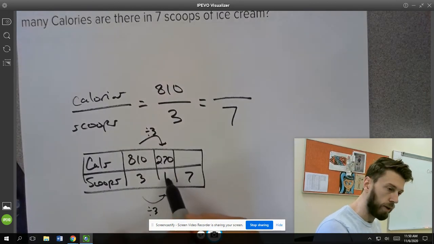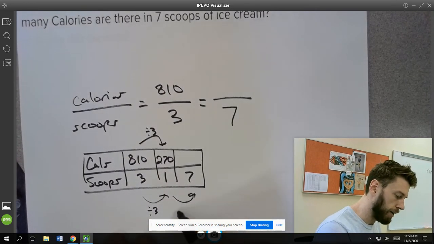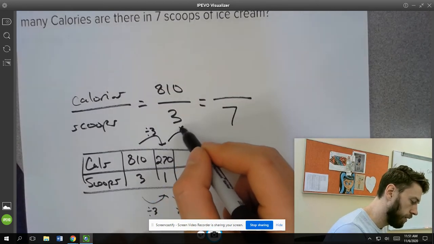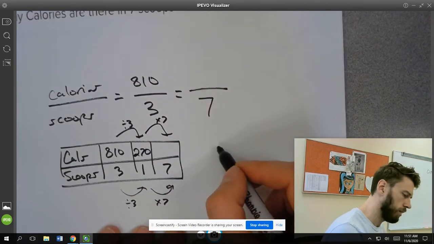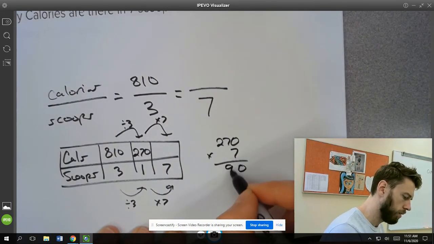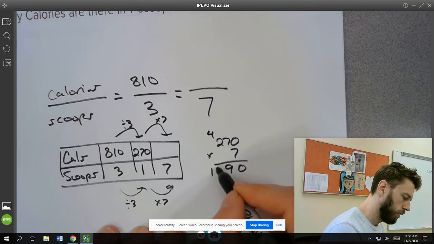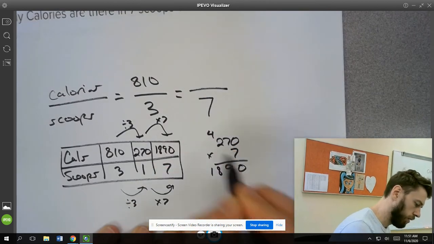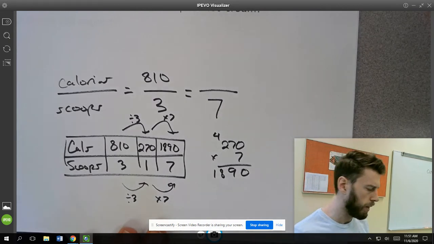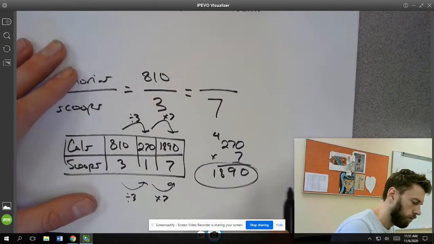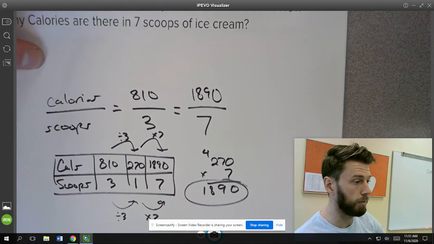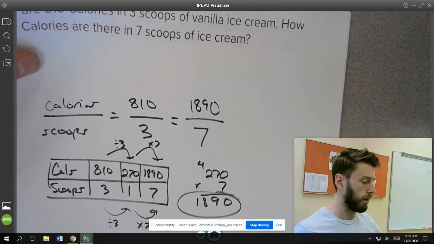Now that I've got this ratio reduced down to a unit rate, I can then multiply it by 7 to figure out how many calories are in 7 scoops. And 270 times 7, 1,890 calories. Is that correct? I believe so. 1,890 calories would be our missing number here. That's a lot of calories in ice cream. So your answer would be 1,890 calories.